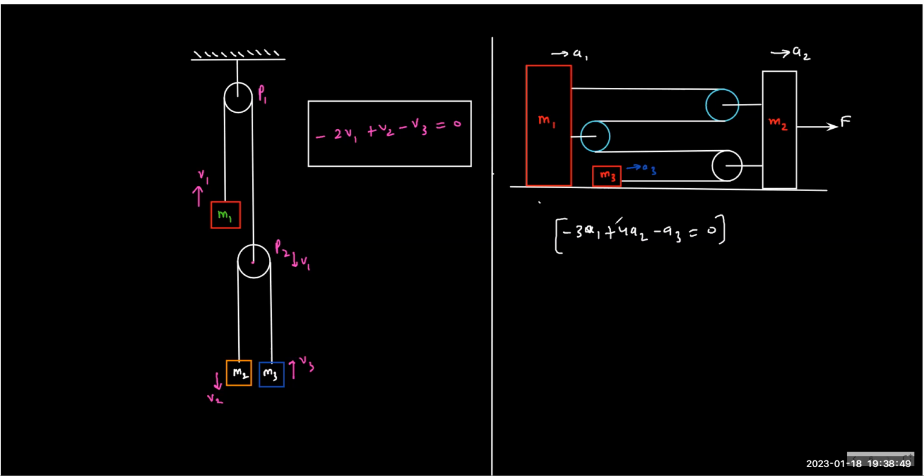But before that, I told you that you should not use the acceleration to write the constraint. It is velocity generally. But in most cases, we derive the acceleration relation from the velocity only by differentiating.